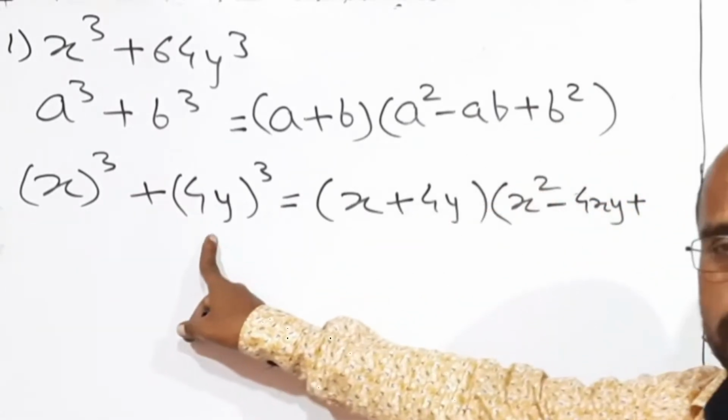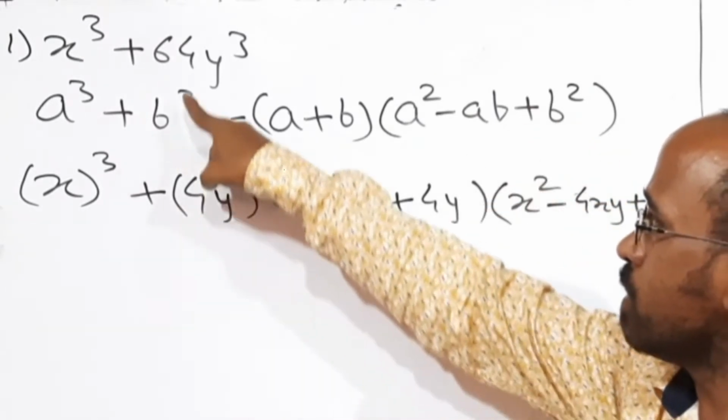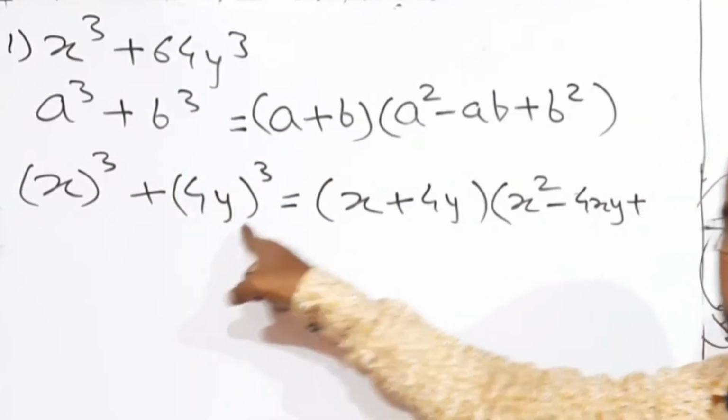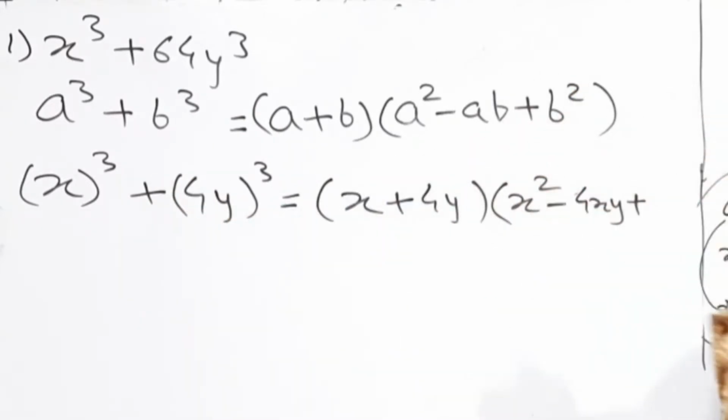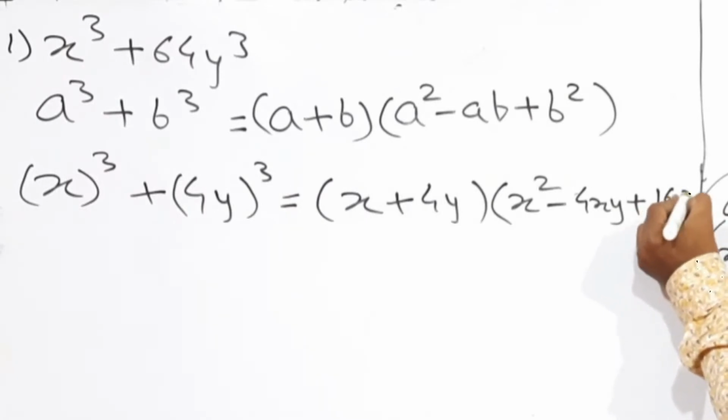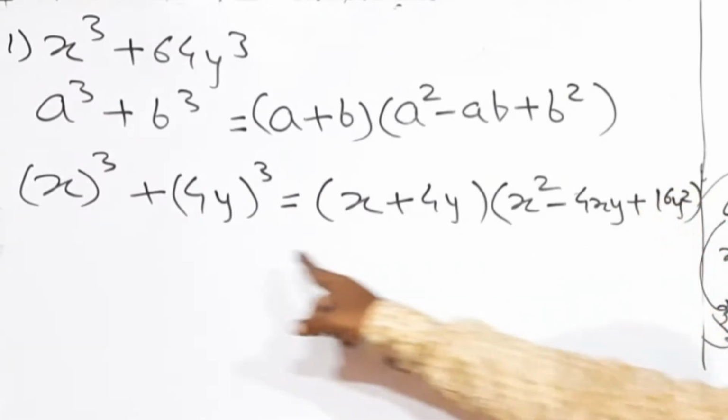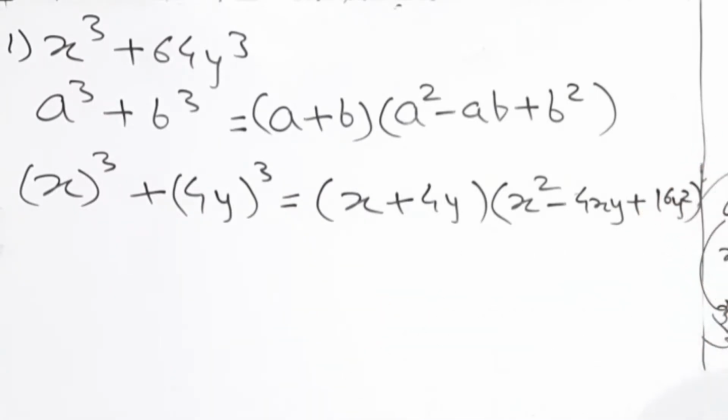What is equal to b? B is nothing but 4y. So we have to find out the square of 4y. The square of 4y is 16y square. And finish, students. You have done your answer in one line only.